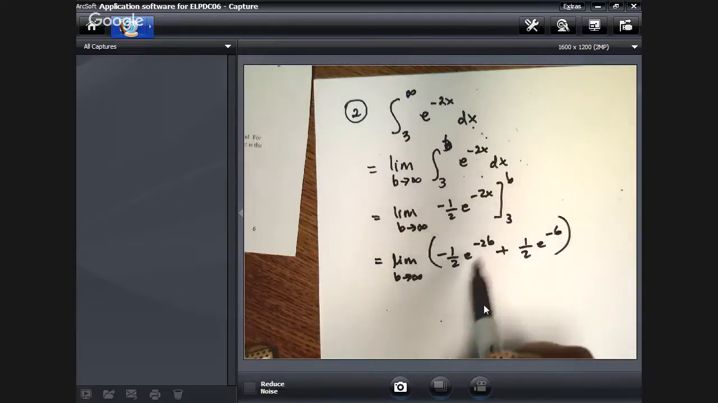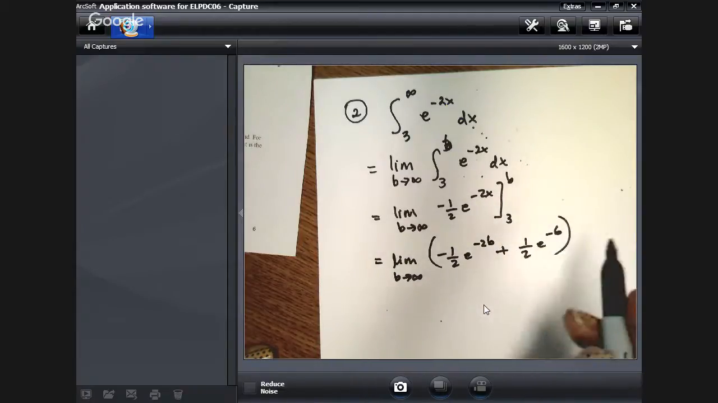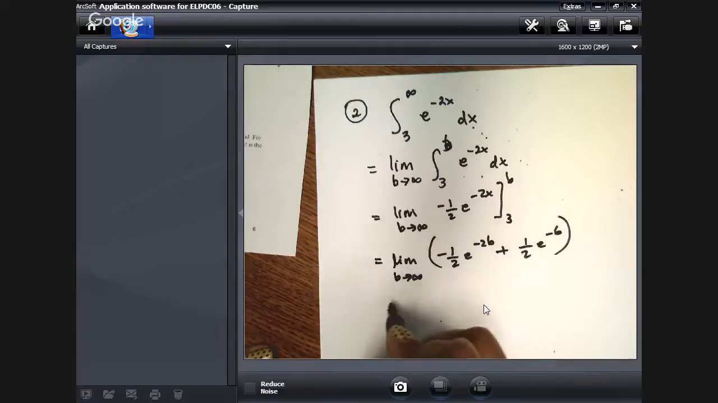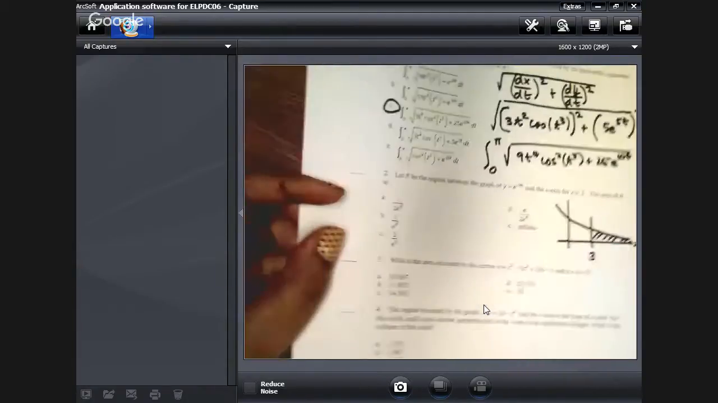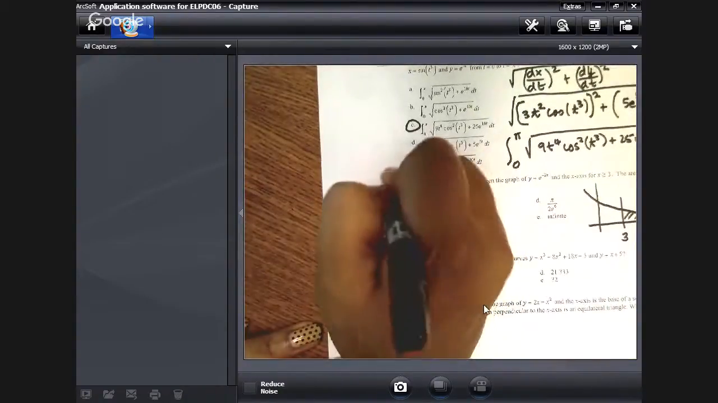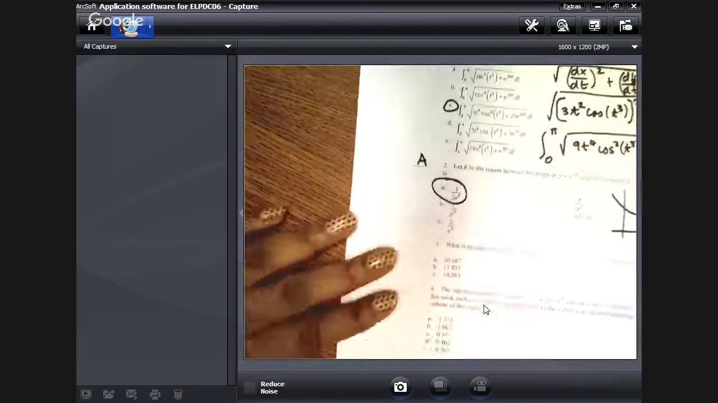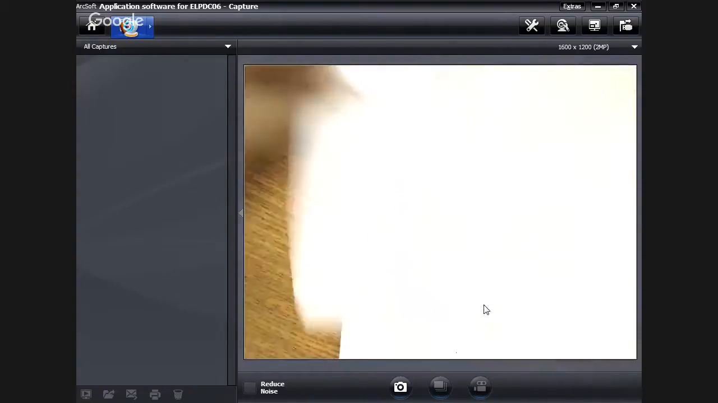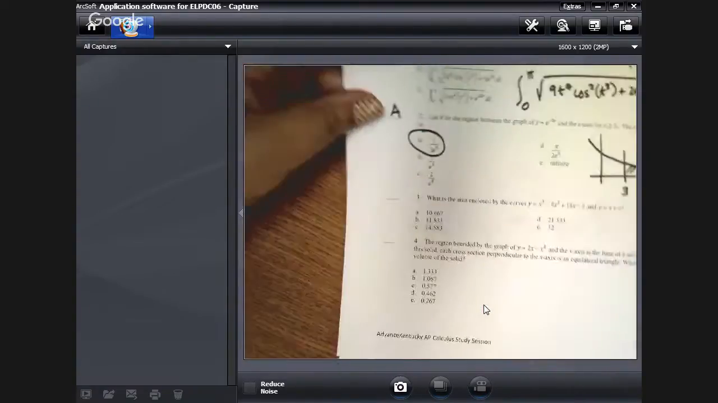As b goes to infinity, this first expression goes to 0. The second expression doesn't change. So my answer is 1/2 e to the minus 6, which is A. Positive, yes.